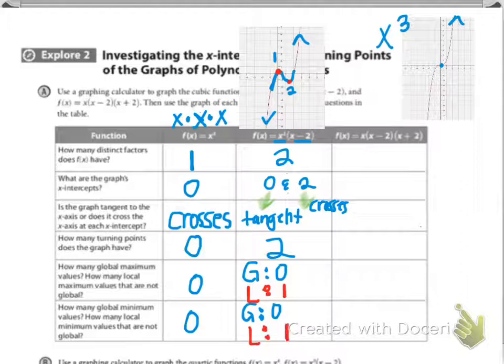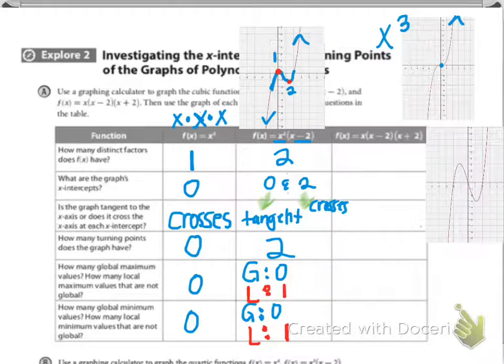So it's the highest point in the area. It's just not the highest point overall, and it's the lowest point in the area, like in the neighborhood. Sometimes they call them relative minimums and maximums. It means relative to the area that it's in. But absolute or global is what it means when it's the highest it ever gets. But in this kind of graph, because those cubic functions go on forever in either direction, they're not going to have global maximums or minimums.